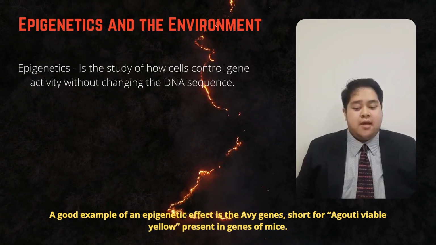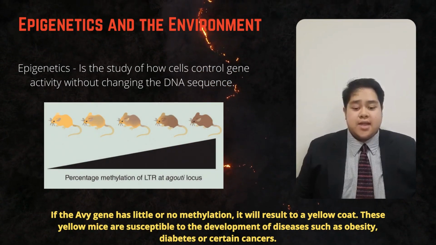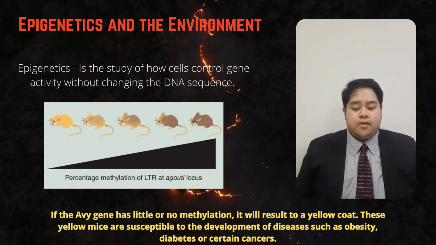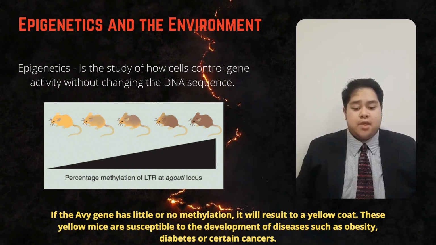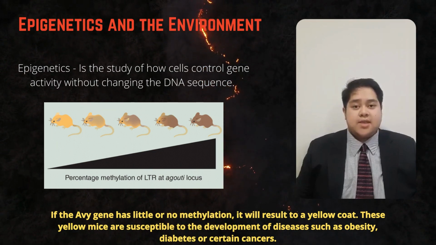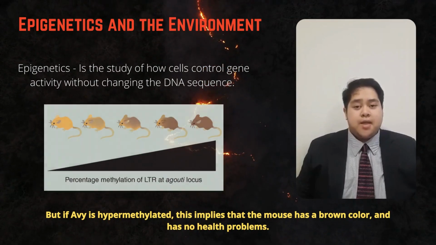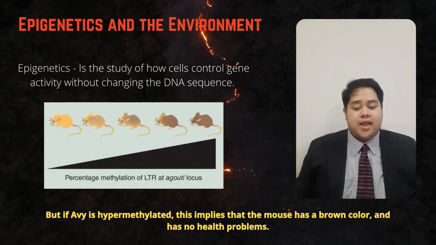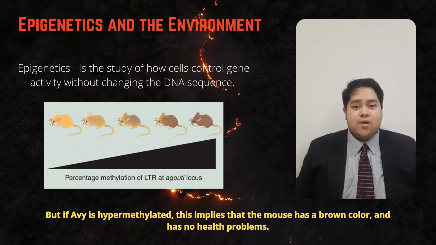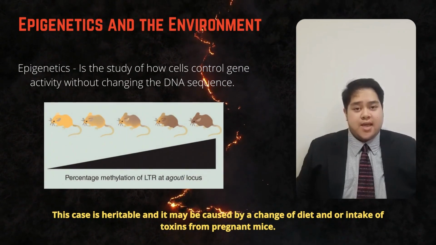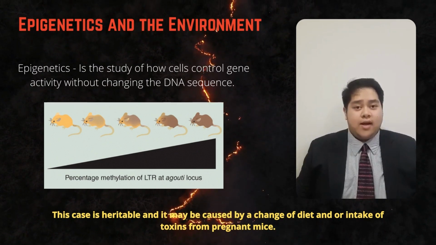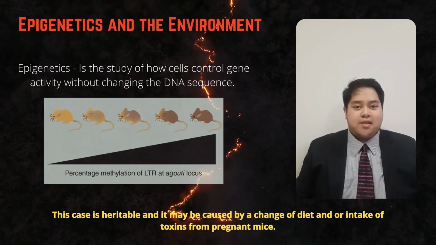A good example of an epigenetic effect is the AVY gene, short for agouti viable yellow, present in the genes of mice. If the AVY gene has little or no methylation, it will result in a yellow coat. These yellow mice are susceptible to development of diseases such as obesity, diabetes, or certain cancers. But if AVY is hypermethylated, this implies that the mouse has a brown color and has no health problem. This case is heritable and it may be caused by a change of diet and or intake of toxins from a pregnant mouse.